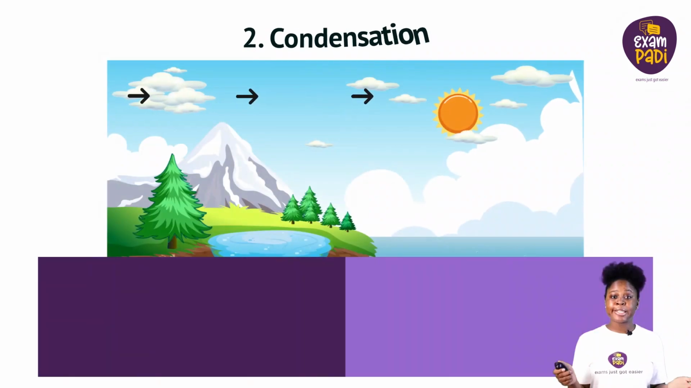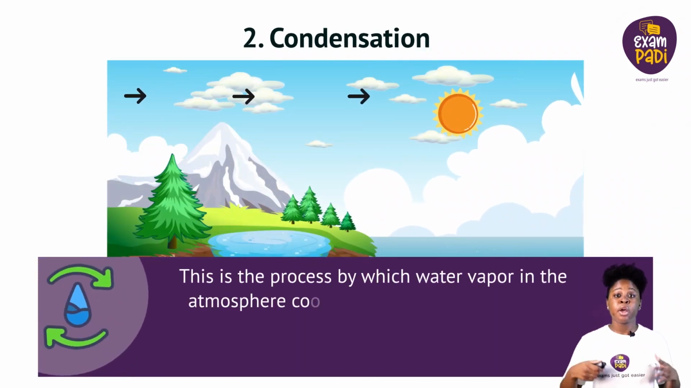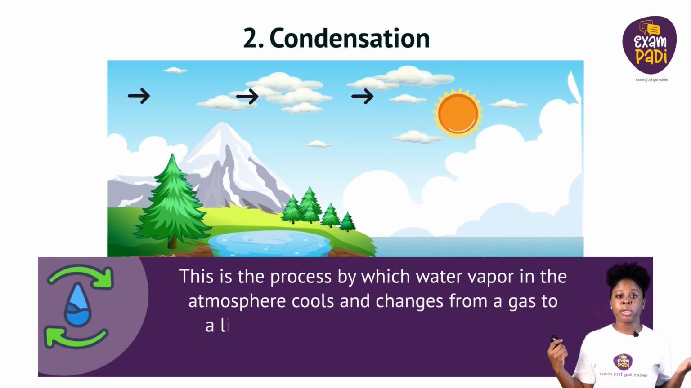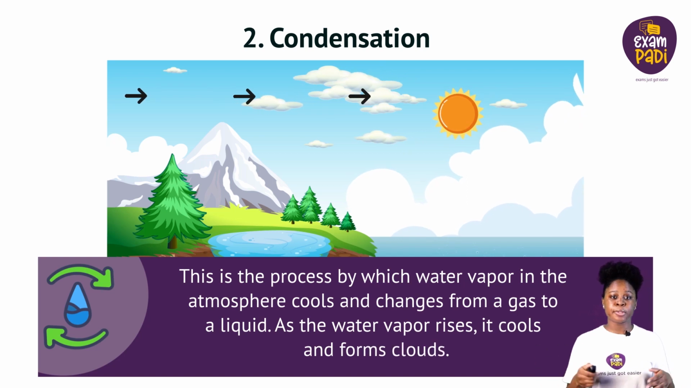Number 2, condensation. This is the process by which water vapor in the atmosphere cools and changes from a gas to a liquid. As the water vapor rises, it cools and forms clouds.